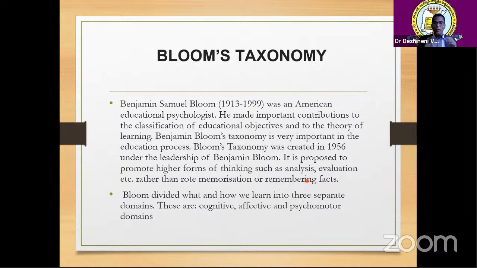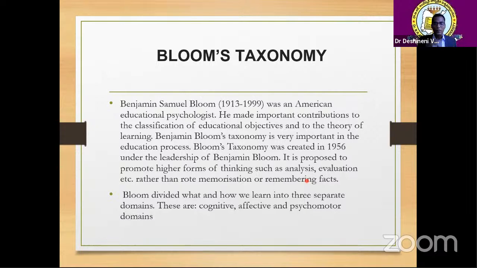facts. So when a child learns something, the child simply may remember certain facts. For example, 2 plus 3 is equal to 5. It is a fact. Capital city of Telangana is Hyderabad. It is a fact. The capital city of India is New Delhi. It is a fact. Like this, so many facts children memorize. But learning means not only memorization, learning also involves higher forms of thinking, such as analysis, evaluation, creativity, etc. When it comes to Bloom's division, Bloom divided what and how we learn into three separate domains.